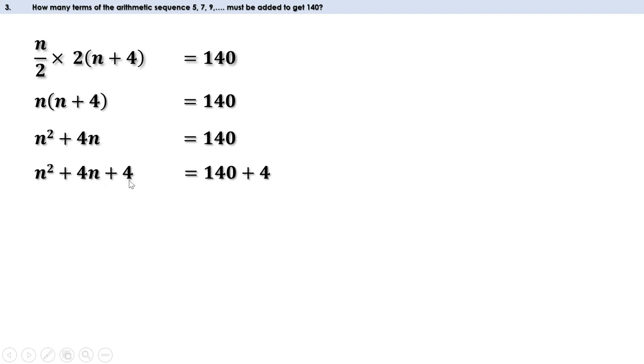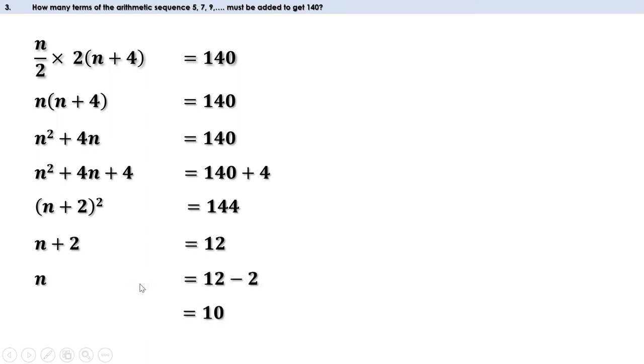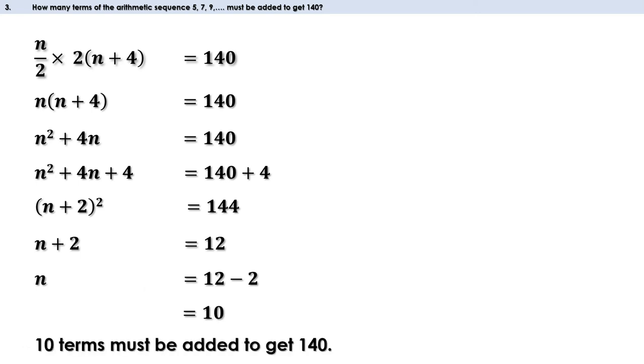Now this is a perfect square. This is the square of n, this is the square of 2, and the middle term is positive. So this is the square of n plus 2, and this is 144. So we can write this as n plus 2 all square is equal to 144. This is the square of n plus 2, and this is the square of 12. So taking square root on both sides, we can write n plus 2 equal to 12. Taking 2 on the other side, we can write n equal to 12 minus 2 or 10. n equal to 10. That means 10 terms must be added to get 140.